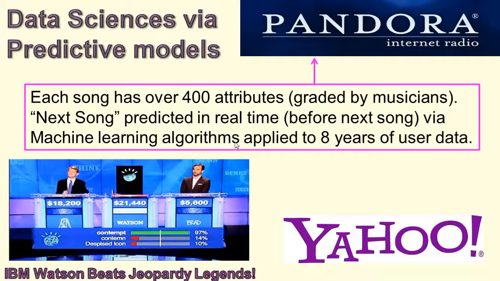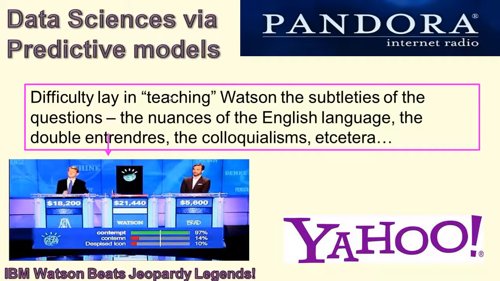So a large volume of data that has to be high velocity because it has to finish the analysis during the song that's currently playing. And a lot of variety here, 400 different attributes. IBM produced the computer Watson that actually beat the Jeopardy legends. And the difficulty here was that Watson had to learn the subtleties of the questions, nuances of the English language, double entendres, colloquialisms, etc. And it was so successful it won convincingly.